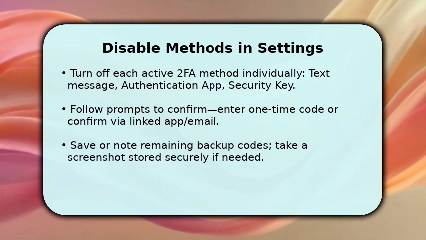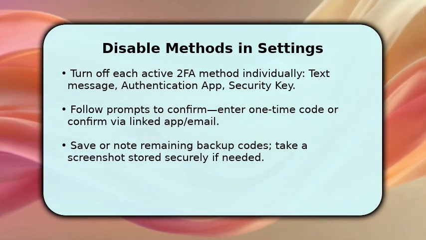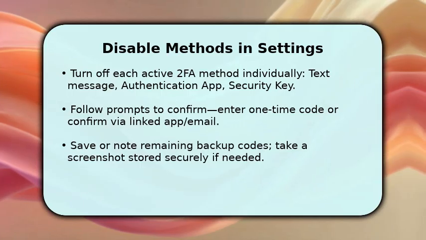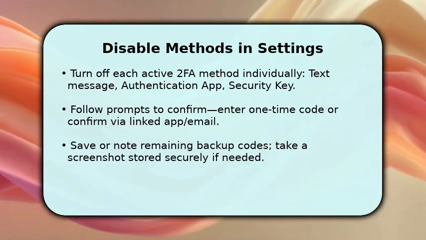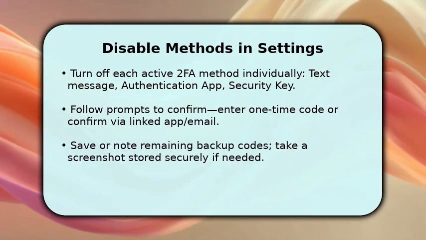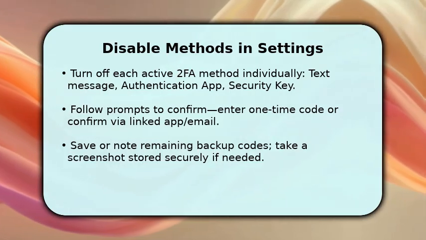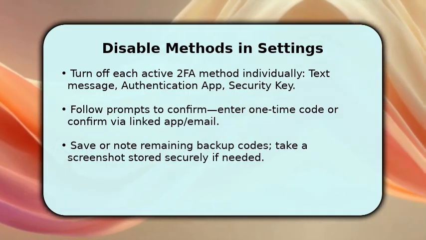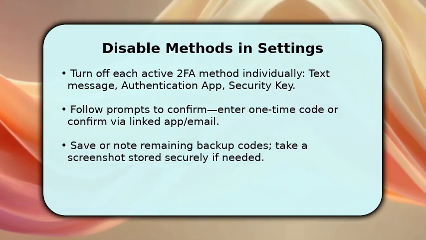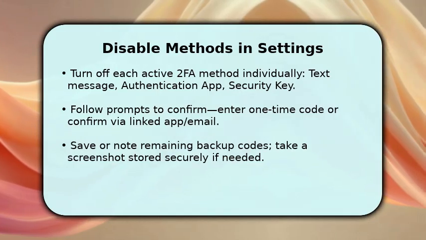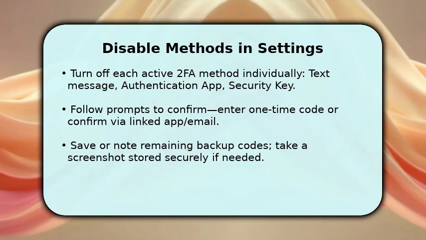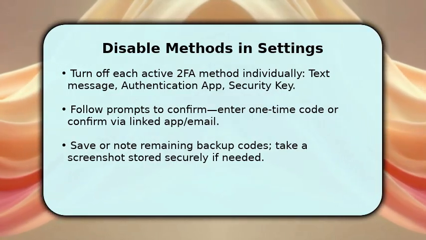Next, you disable the specific 2FA methods one at a time so you retain control. First, tap text message and toggle it off, then enter the code sent to your phone if prompted. Once done, make sure it shows inactive. After that, tap Authentication app and choose Remove or Turn Off, confirming with the 6-digit code shown in the app. If a security key is active, remove it from the list. Make sure backup codes are saved before finalizing changes.